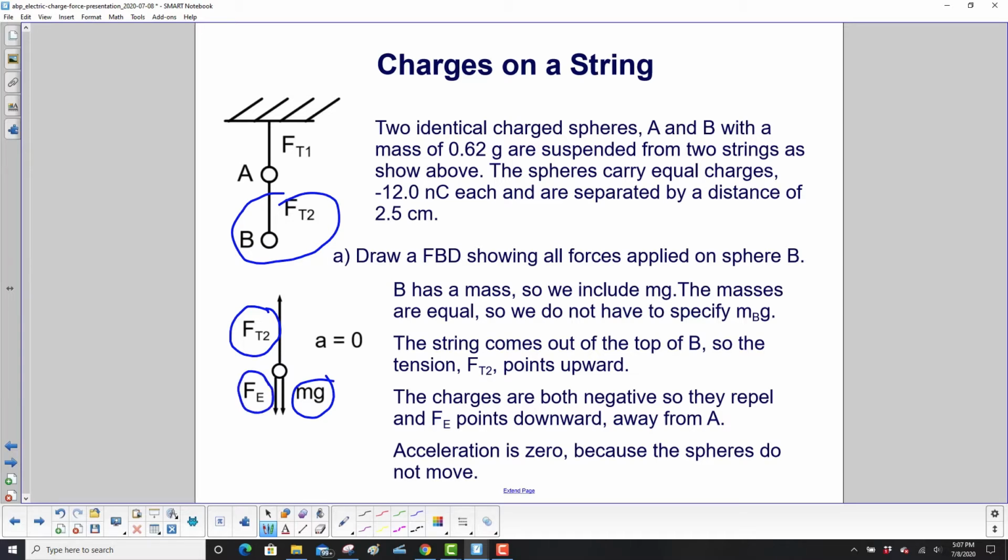Notice we don't put in F sub T1 for object B. Why? It's not touching it. These are contact forces. If F sub T1 doesn't touch B, it doesn't get to be part of its free body diagram. And what's the acceleration here? Nothing's moving, so the acceleration is 0.